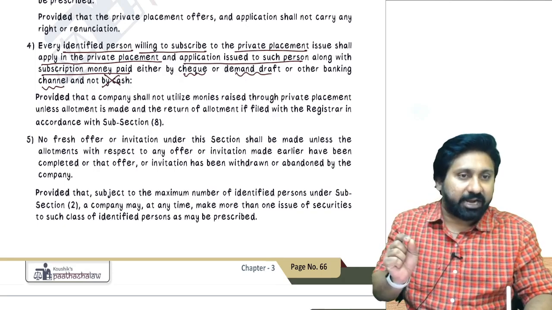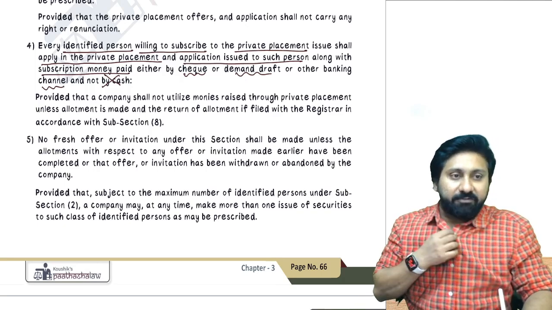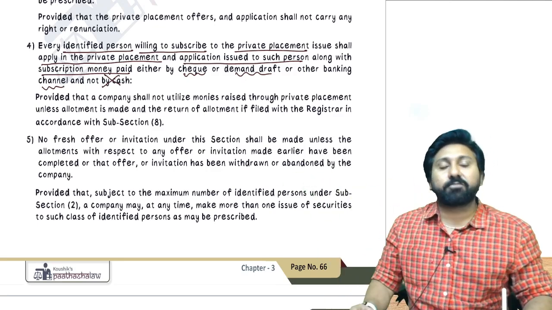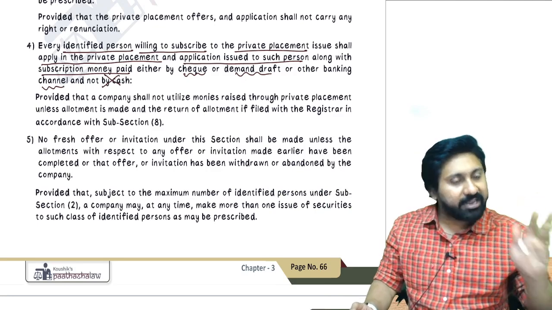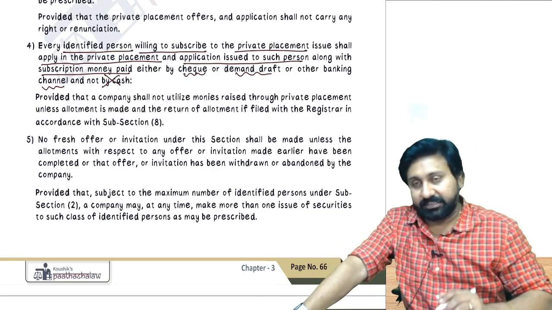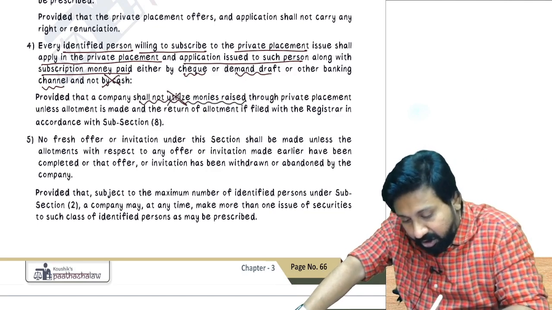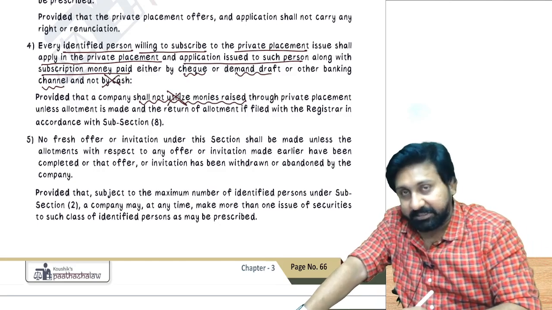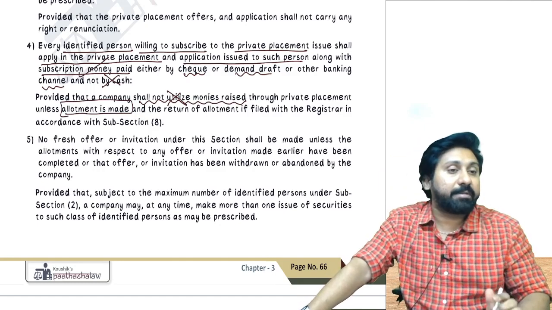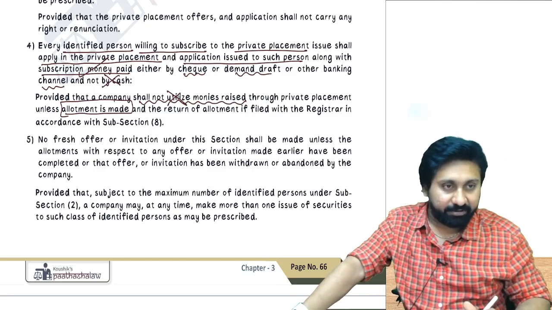So if you are willing to subscribe, okay, first you have to fill the application form. Not just application form, application money also should be paid. That's called as a subscription money. Should be paid either by check, DD, or any other banking channel, but not in cash. Okay, but not in cash. Next, a company shall not utilize the money raised through private placement unless allotment is made. You paid subscription money. Now allotment will be made. Unless allotment is completed, you cannot utilize the application money that is received. Okay.